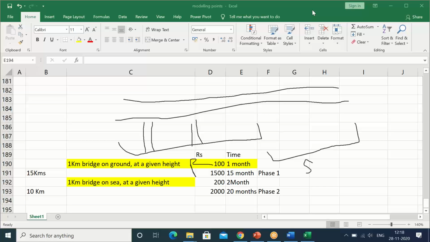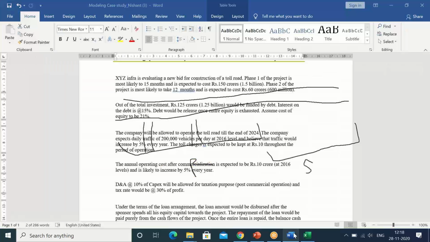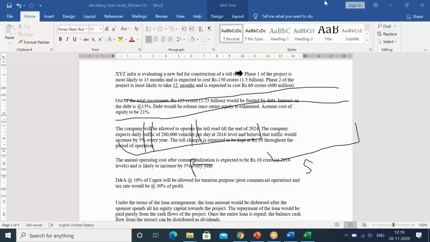Okay. So if I come back to the case study, let's read para 1 again and see if any values in para 1 are still not clear. So phase 1 or phase 2, I have told you what it is.